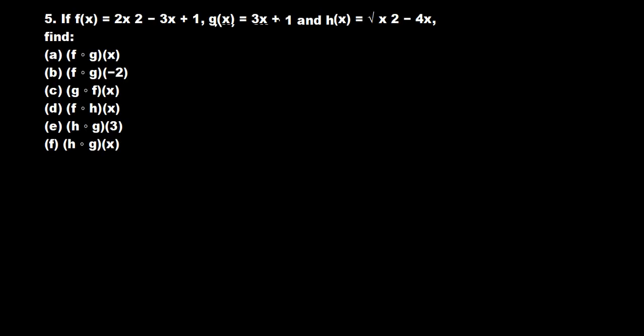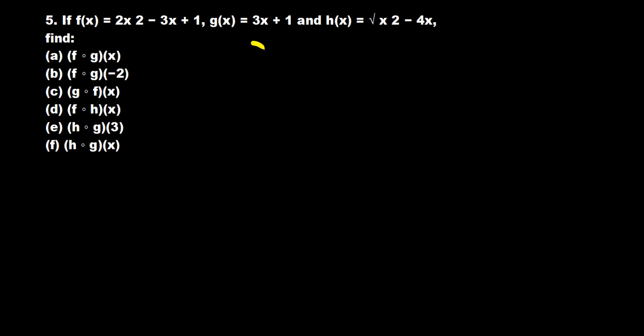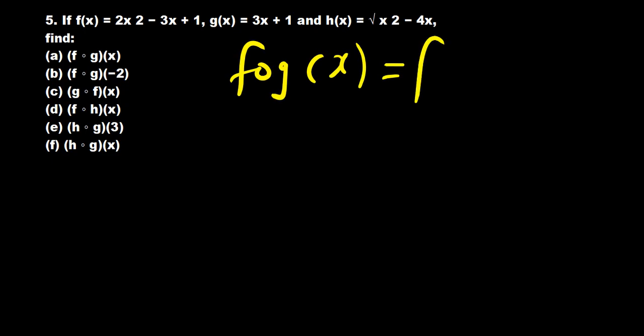Okay, we have 5 here. If f of x equals 2x squared minus 3x plus 1, g of x equals 3x plus 1, and h of x equals the square root of x squared minus 4x, find fog of x. Now you remember that fog of x just means f, where you are inputting the g of x function, so the function g is substituted into f of x.